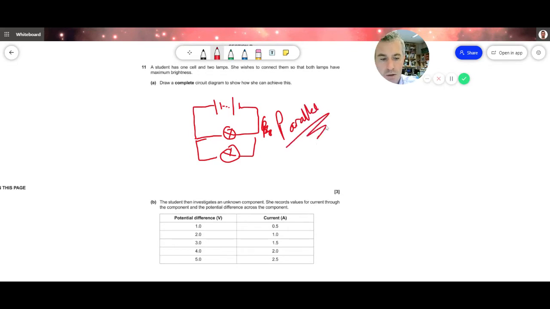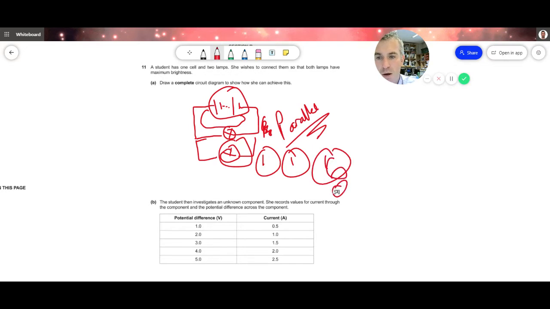Parallel. Okay, so if you got the symbol for a battery or a cell and the symbol for a lamp, 1 mark. If you made a complete circuit, so you have 1 loop at least, where the cell and the lamps are connected, that's 2 marks. And if you put the 2 lamps in parallel, that is your 3rd mark.